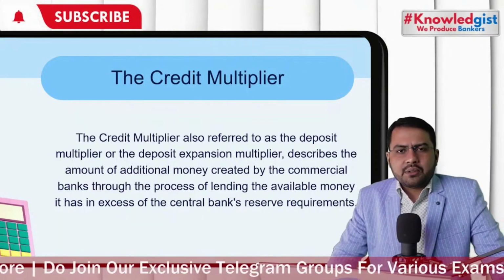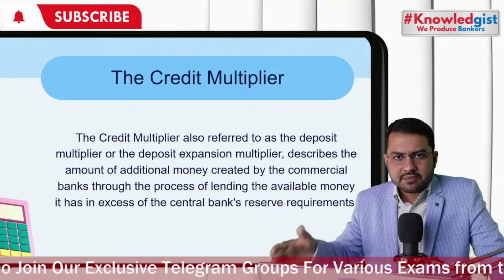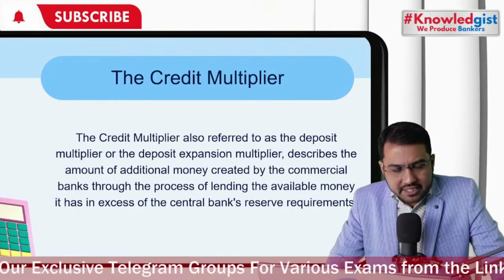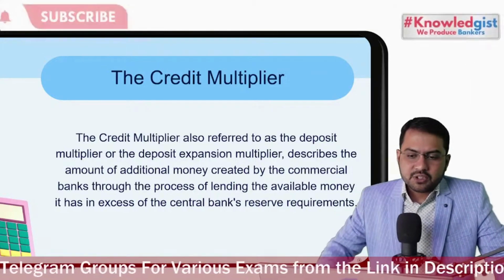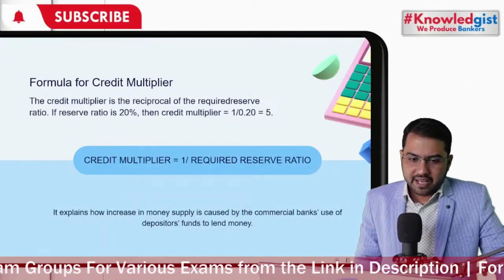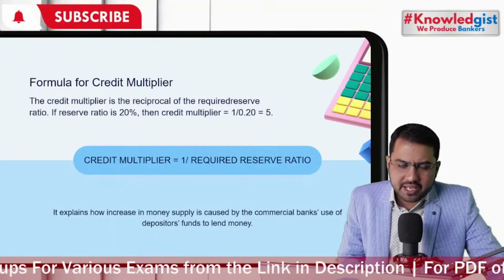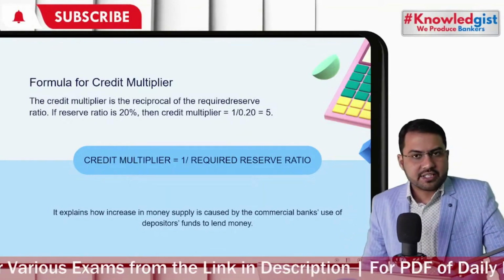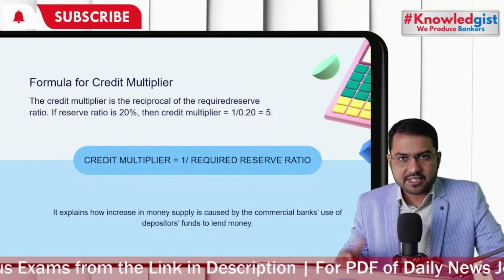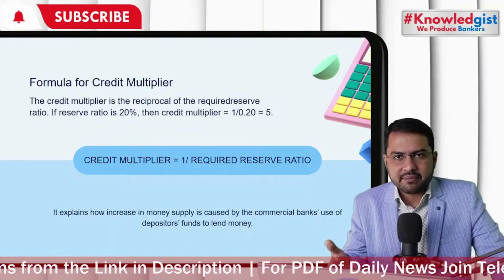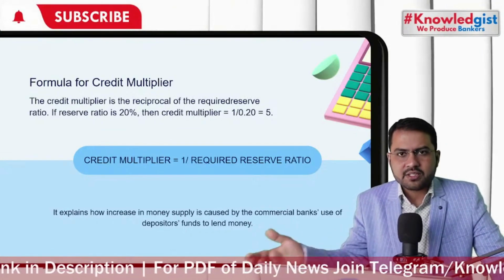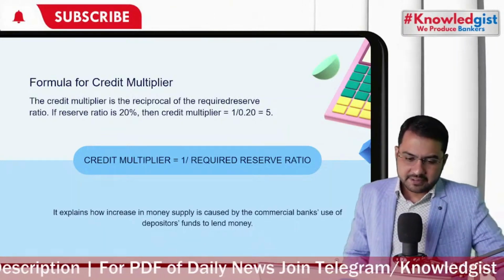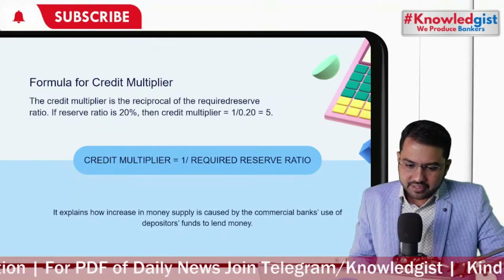So 20 rupees is reserved with RBI or with the bank, and the rest goes to the general public again. So that is called the credit multiplier. Okay, the formula of credit multiplier is 1 by required reserve ratio. Clear? Required reserve ratio means now we have 17.5, what is the SLR currently? 17.5 or 18, 18 plus 3.5 of CRR. Clear? Yeah.